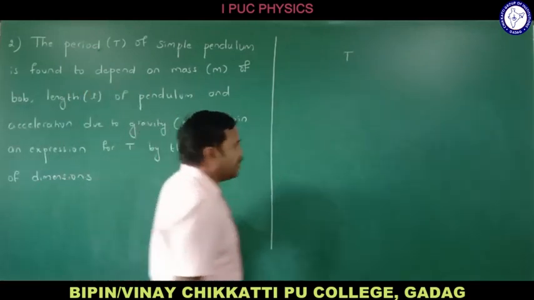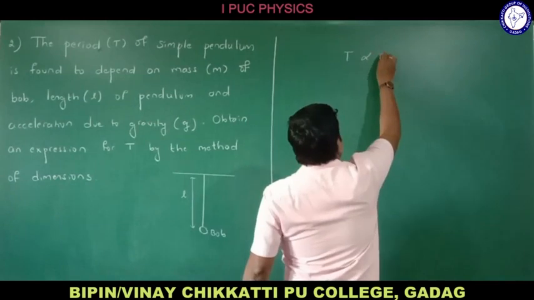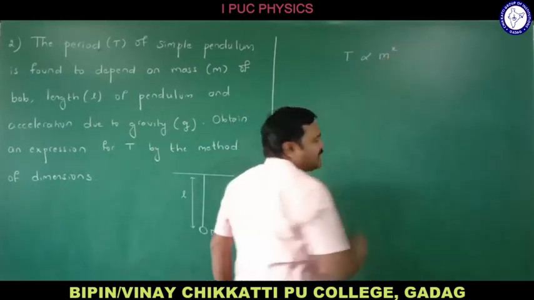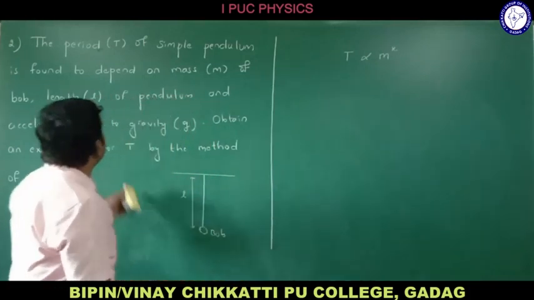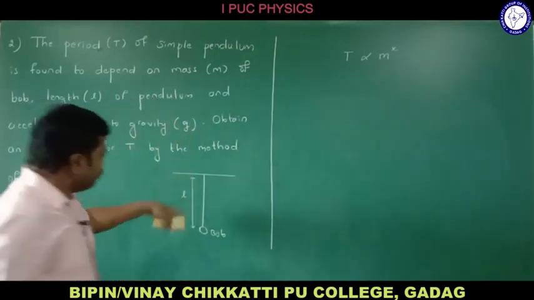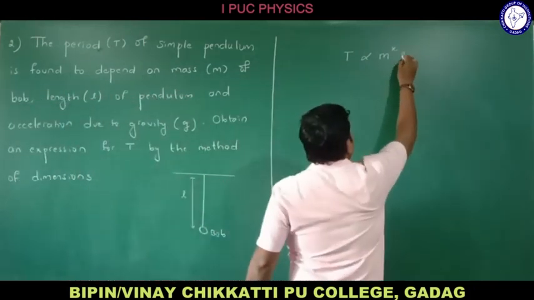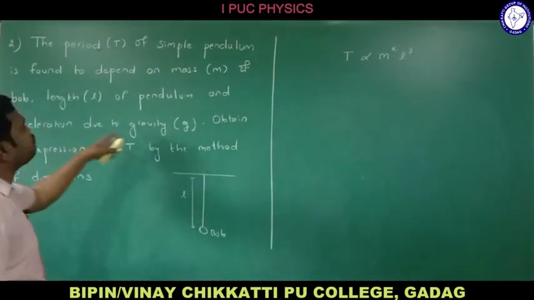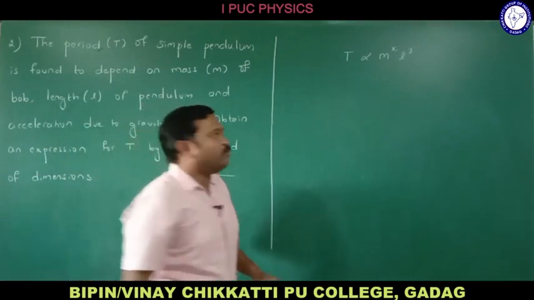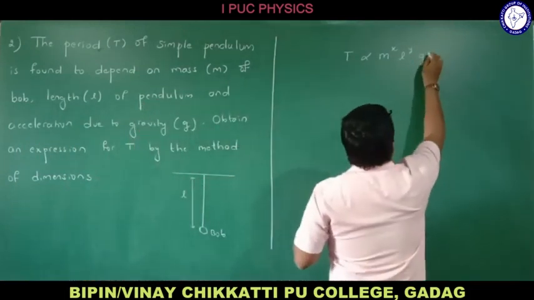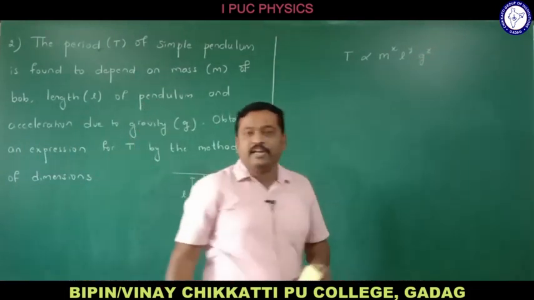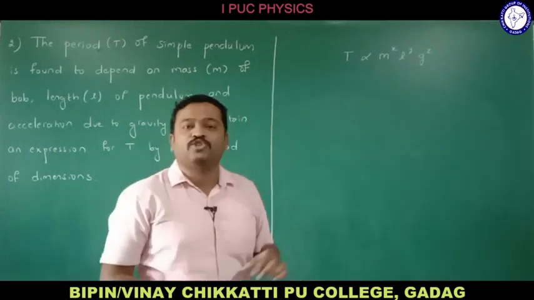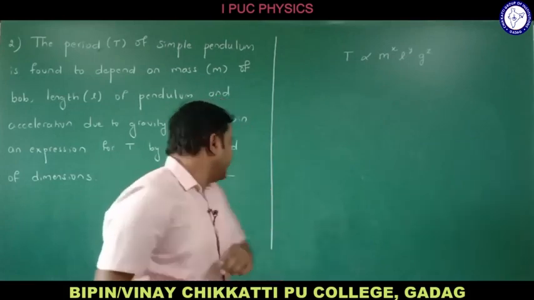It is found to depend upon the mass of the bob, so it is proportional to mass, let me take it as m. We don't know how it is depending, so let me take it as x. It depends upon length, l raised to y. And it also depends upon acceleration due to gravity, small letter g. We don't know how, so let me take it as g raised to z.